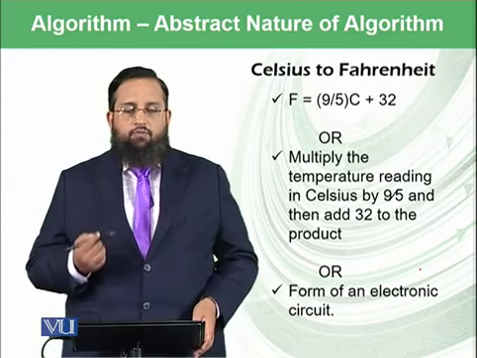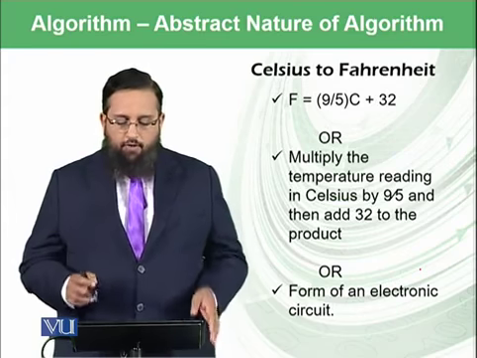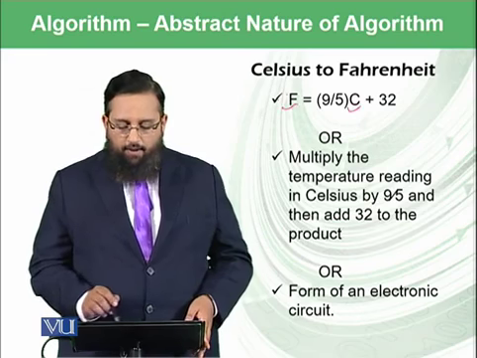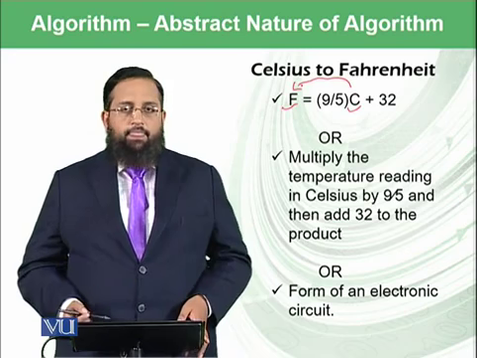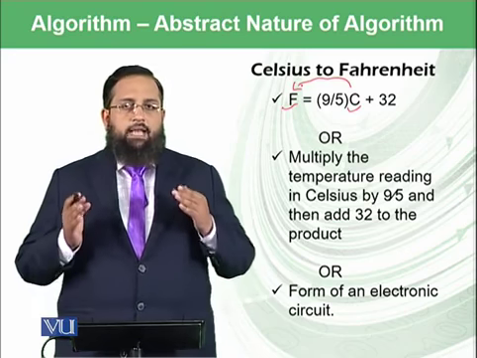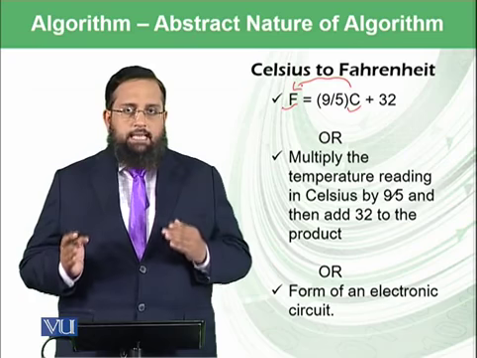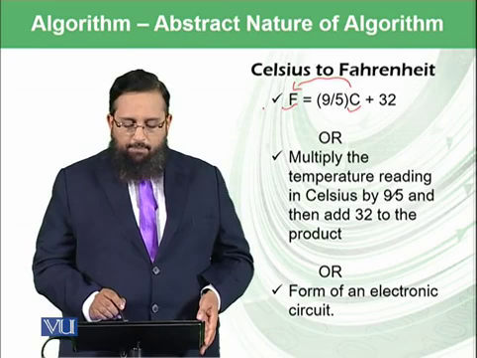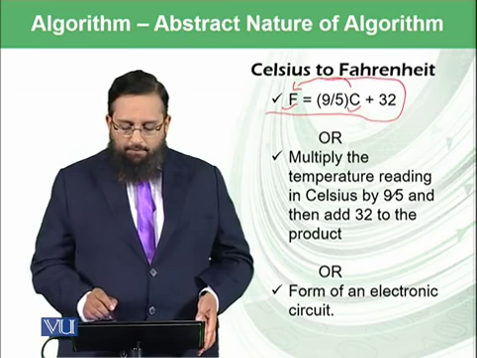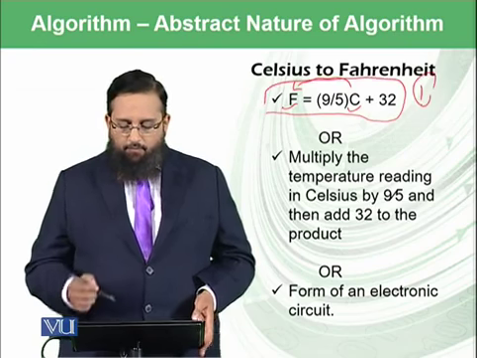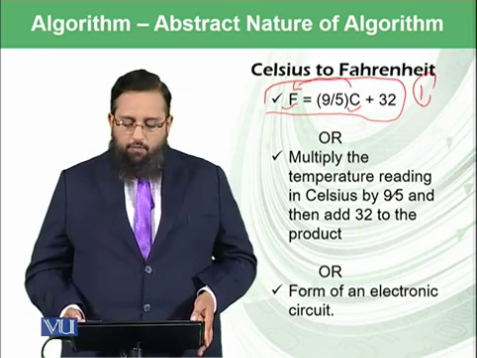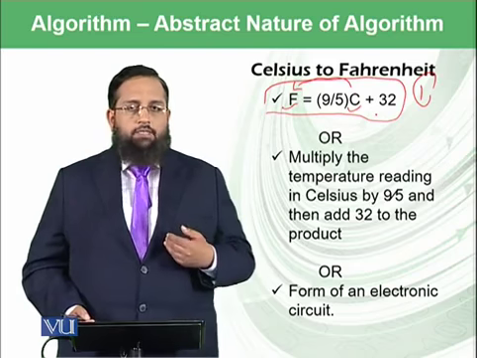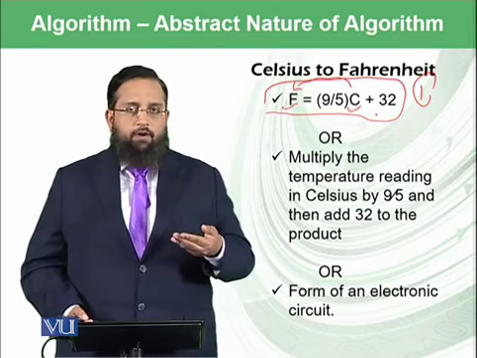In terms of algorithm, for example, if I want to convert Celsius to Fahrenheit, we want to convert the temperature that is present at the moment in Celsius into Fahrenheit. One way of representing this algorithm is this one: F is equal to 9 by 5 C plus 32. I have understood, and you have also understood what I mean.